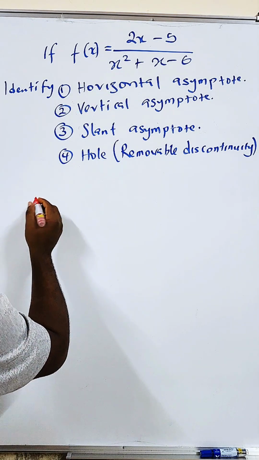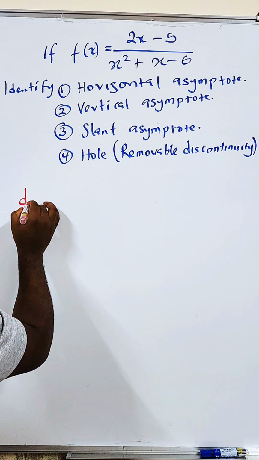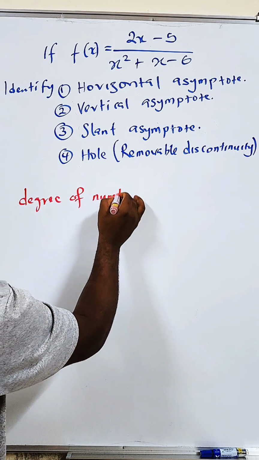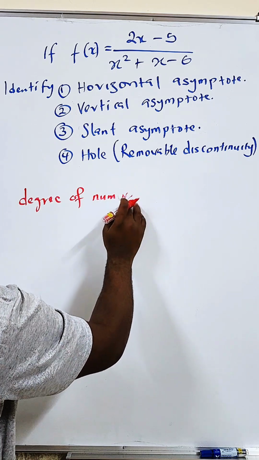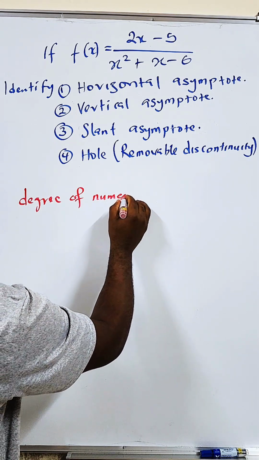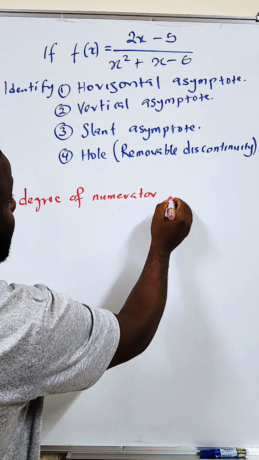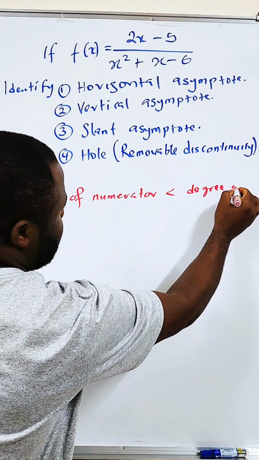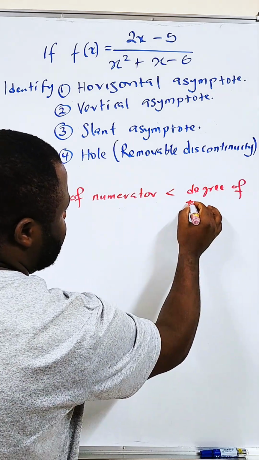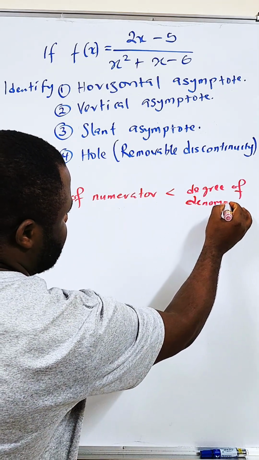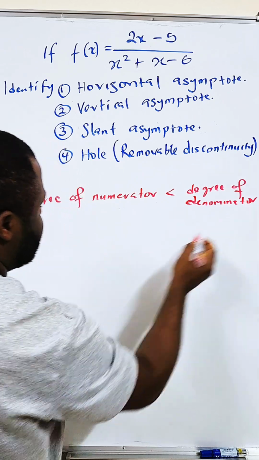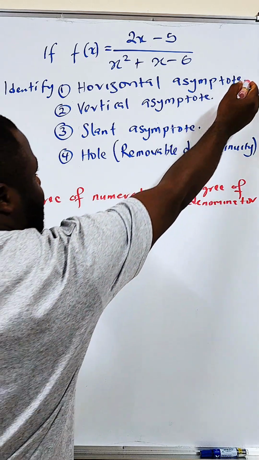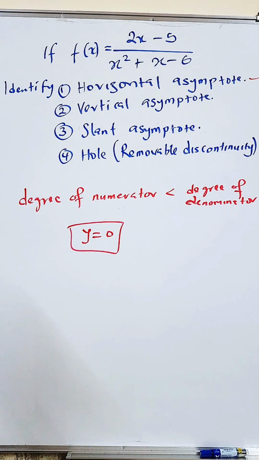So based on this, I'll say the degree of the numerator is less than the degree of the denominator. Therefore, my horizontal asymptote is 0. So I am done with the horizontal asymptote.